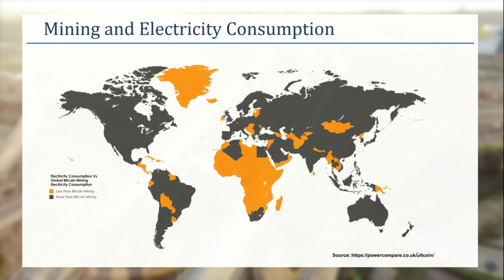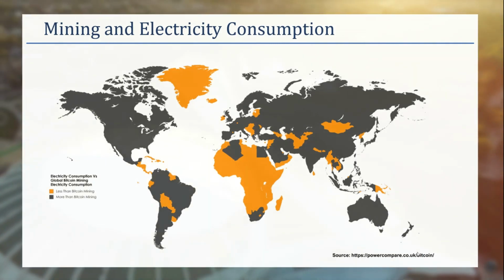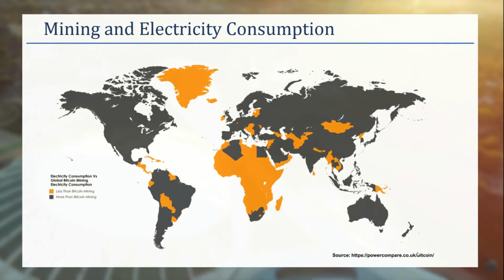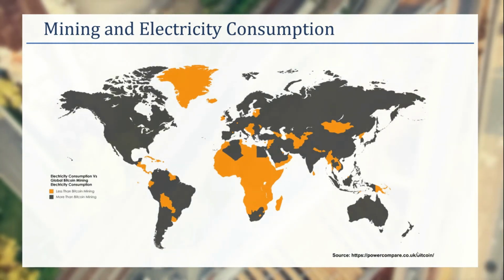So this is additional information where we can compare mining and electricity consumption. The countries marked in orange color in this map are the countries that are consuming less energy than Bitcoin mining. That much electricity energy is what we are using for Bitcoin mining.